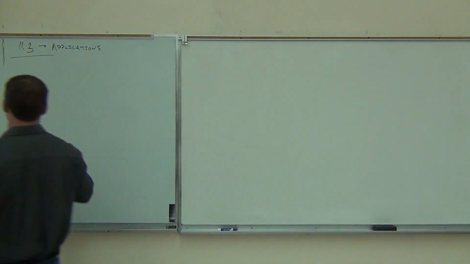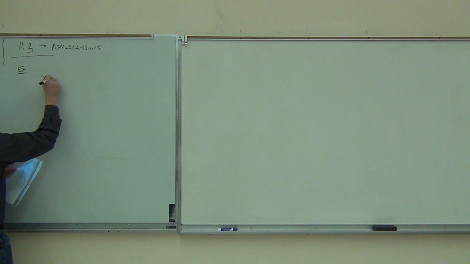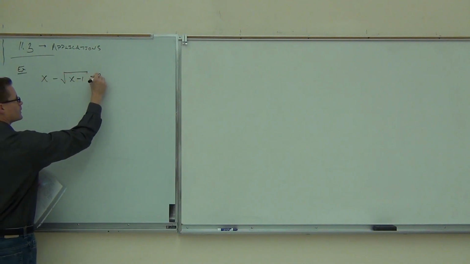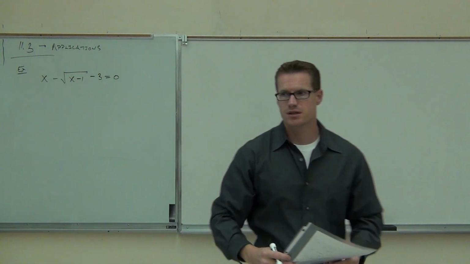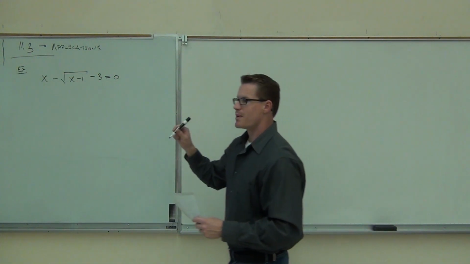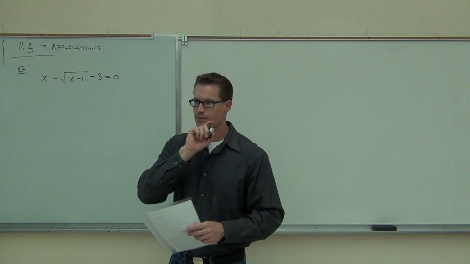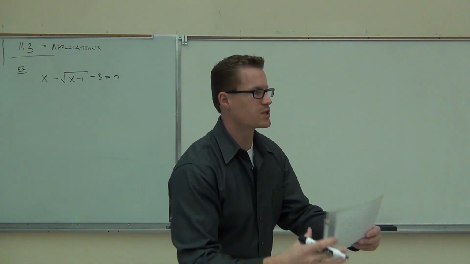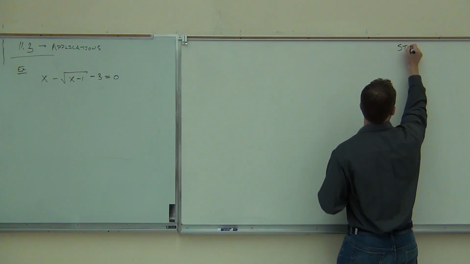Here's an example of what I'm talking about. This should look pretty familiar to you from chapter 10. Do you remember how to solve a problem like that? We'd isolate the square root. So all that stuff, we're now just going to put it together. Here are going to be our steps for this whole section.